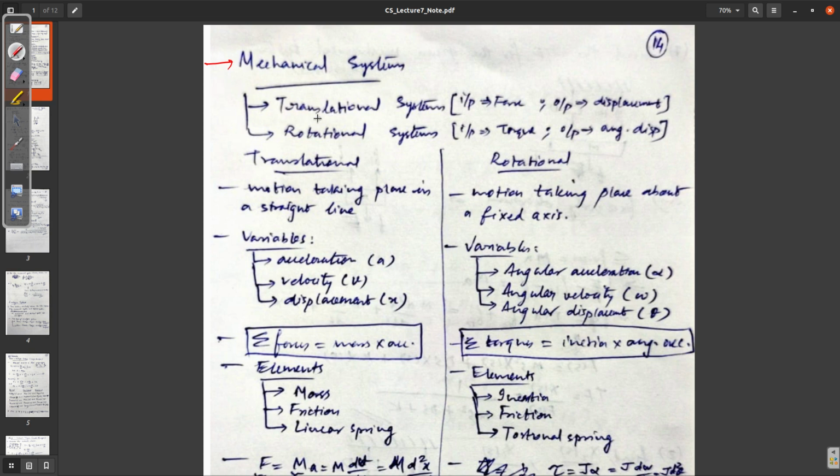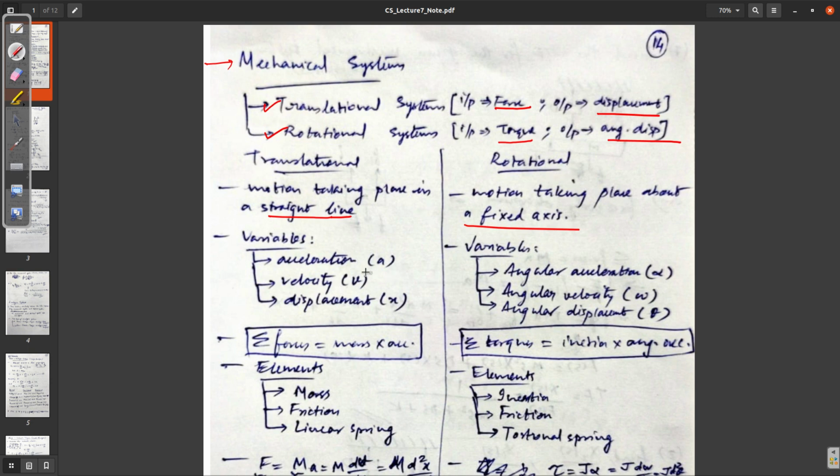Okay, so we can classify them into two, that is translational and rotational. And what do you mean by a translational system? That is, motion is taking place in a straight line. What about rotational? Motion is taking place about a fixed axis, that is, something is rotating. The input will always be a torque for a rotational system, and the input will always be a force for a translational system. And the output we are considering is displacement for a translational system and angular displacement for a rotational system.